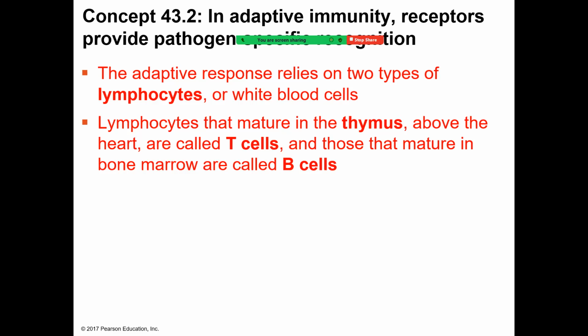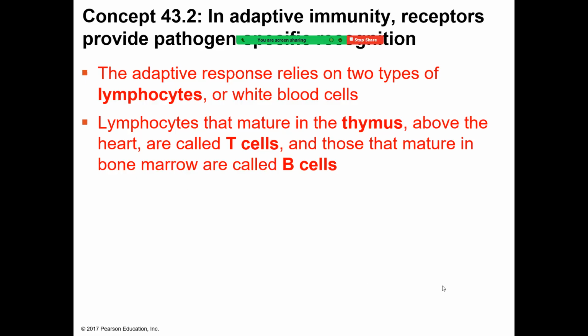T cells are called T cells because they mature or are developed in the thymus, which is an organ found above the heart. That's part of the immune system, actually part of the lymphatic system.